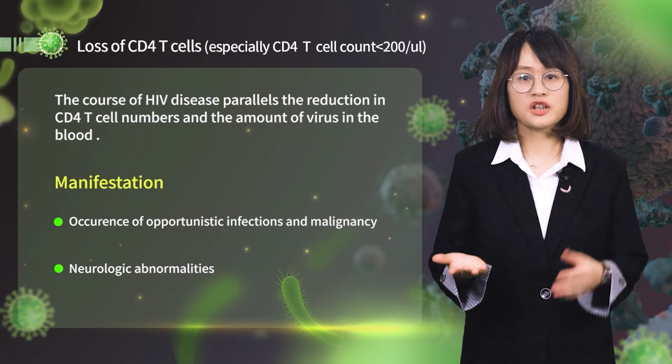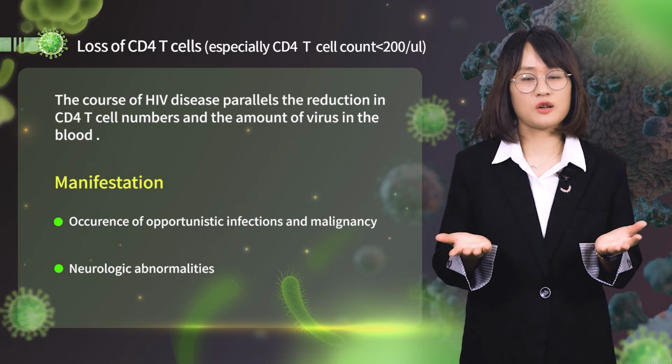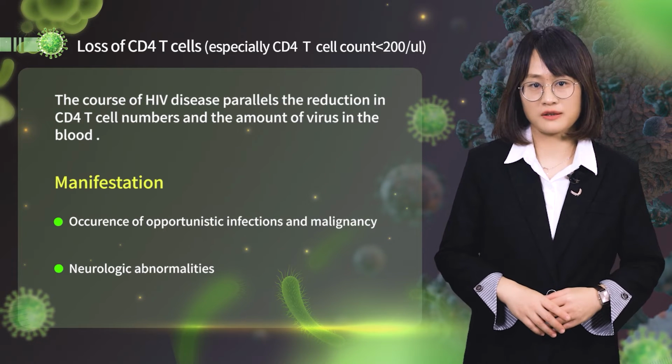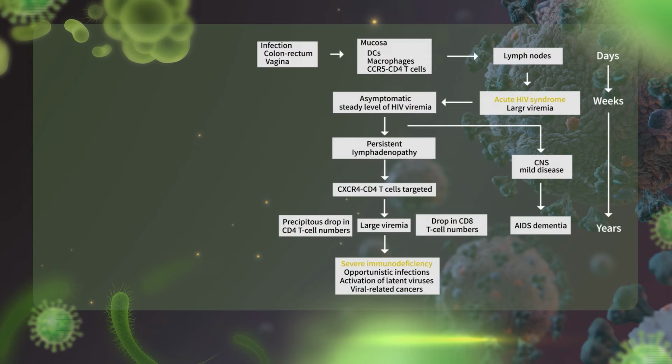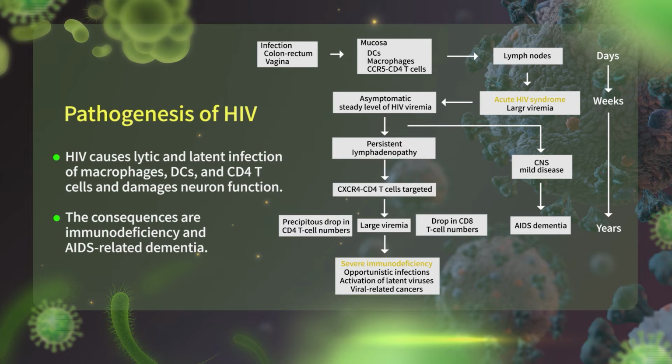In addition, HIV-infected microglial cells destroy neural function, causing neurological abnormalities. The flow diagram depicts the pathogenesis of HIV. We can see HIV causes latent and productive infection of macrophages, dendritic cells, and CD4 T cells, and affects neuron functions. The consequences are immunodeficiency and AIDS-related dementia.